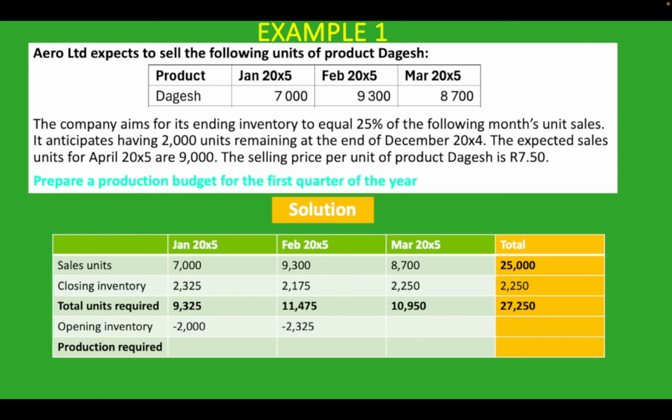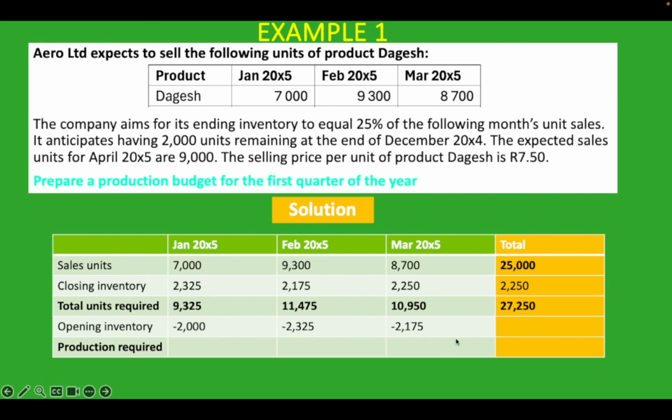What about March? That should be easy for us because we've already done it for February. So that means our closing inventory for February is going to be our opening inventory for March. So it's going to be this 2,175 closing inventory for February, our opening inventory for March, 2,175. Put it as a negative because we're deducting it.